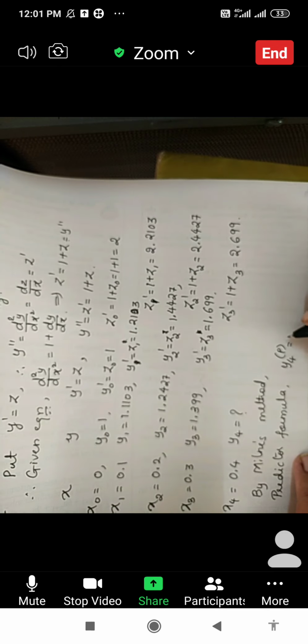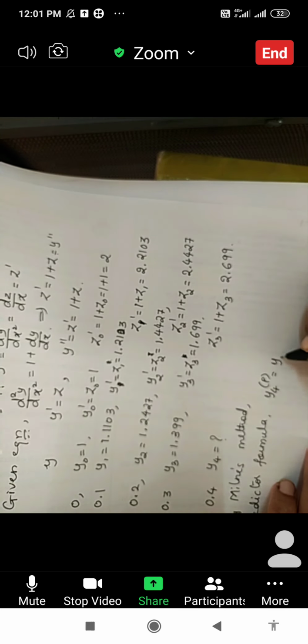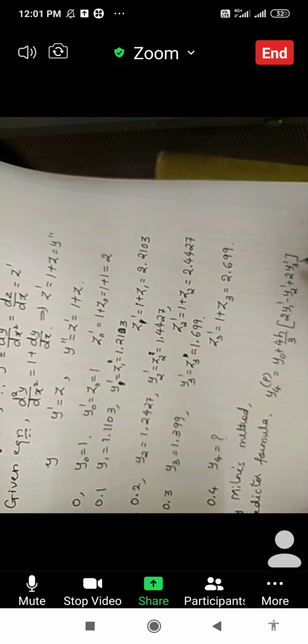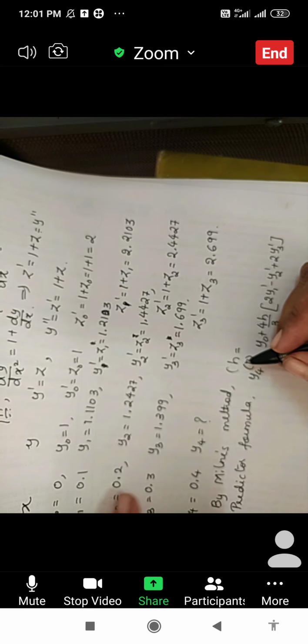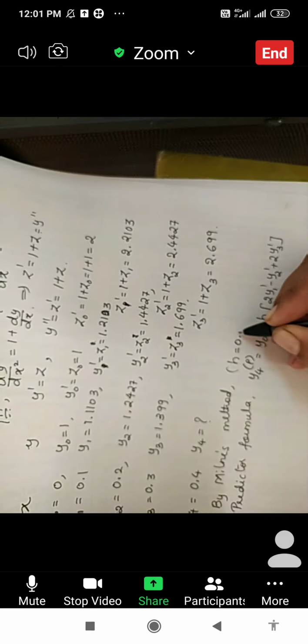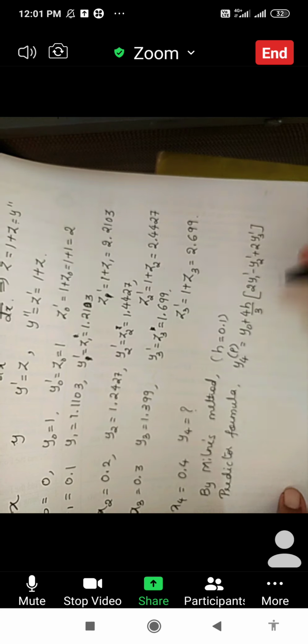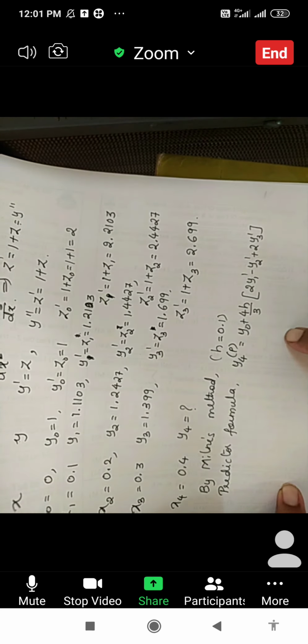Y4p is nothing but y0 plus 4h by 3 times 2 y1 dash minus y2 dash plus 2 y3 dash. If you want, you can write what the value of h is here. h is the difference between the values of x, which has to be constant, 0.1. After this, we have to see the table and substitute the values.